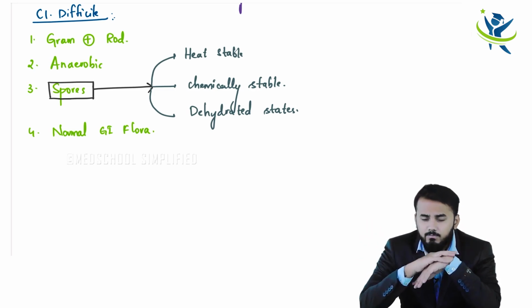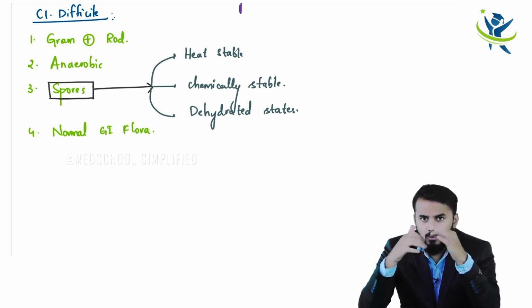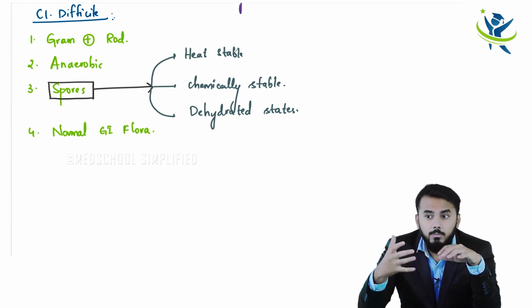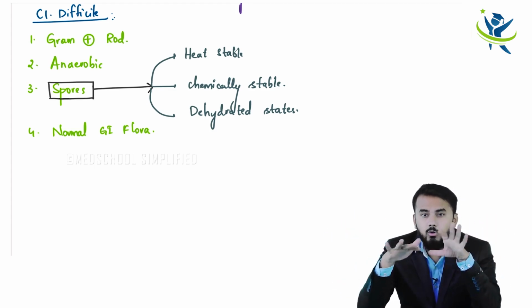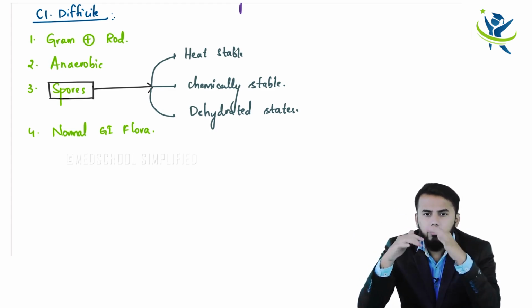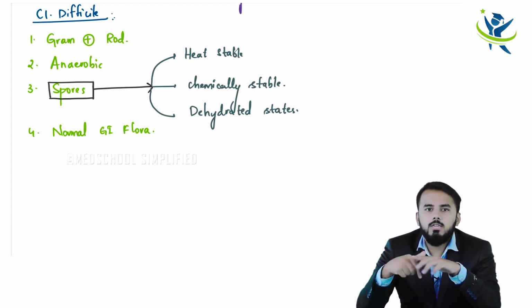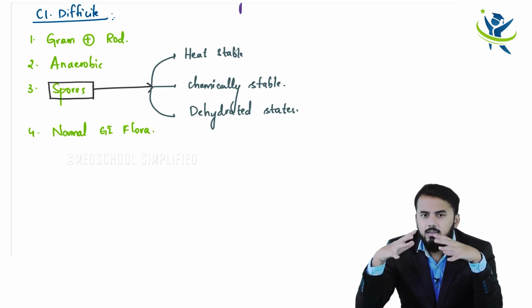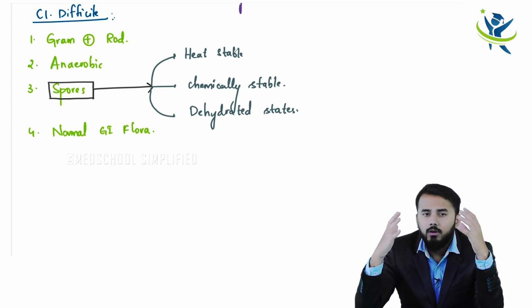See, for example, if you are sitting in a room and there are 10 people around you, you cannot behave as you want, because those 10 people around you will be controlling your behavior, your actions. But if I kill down all those 10 people, is there anyone to control you? No. The same thing is that the normal intestinal flora controls the growth of Clostridium difficile. It does not let Clostridium difficile grow more.